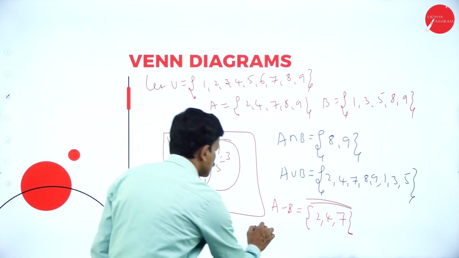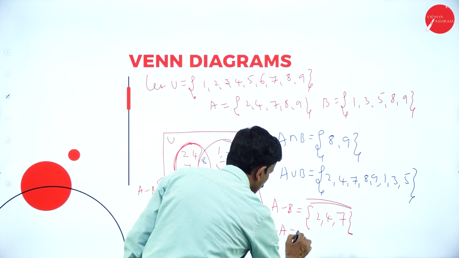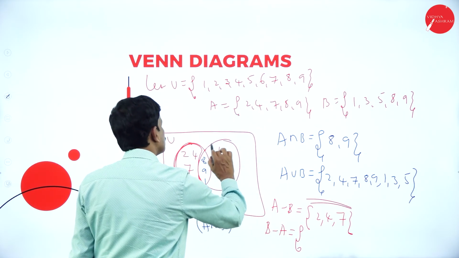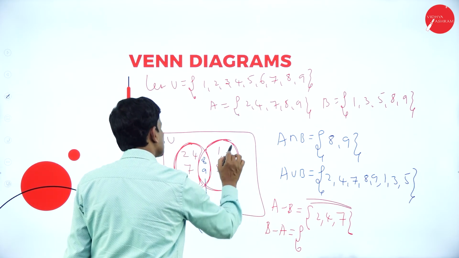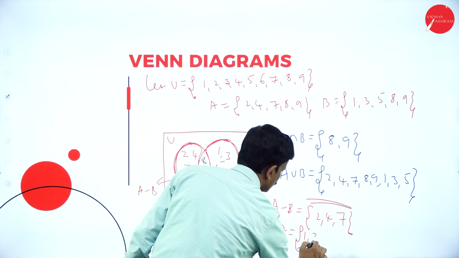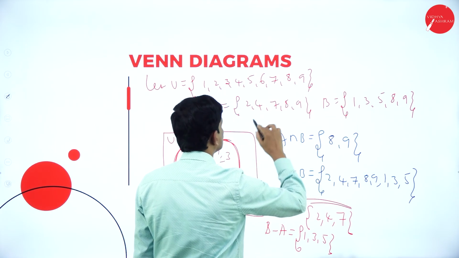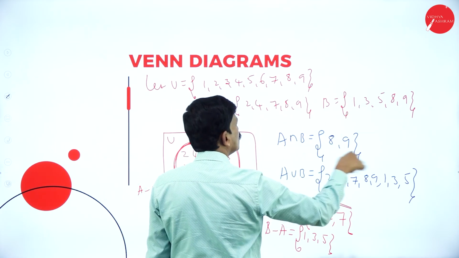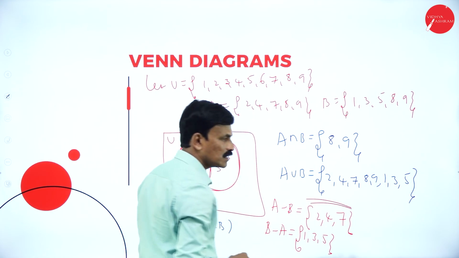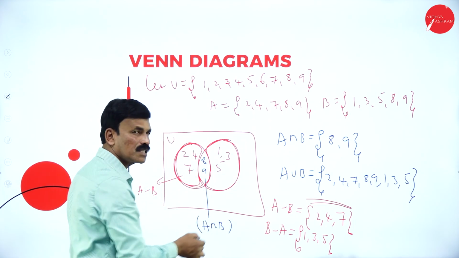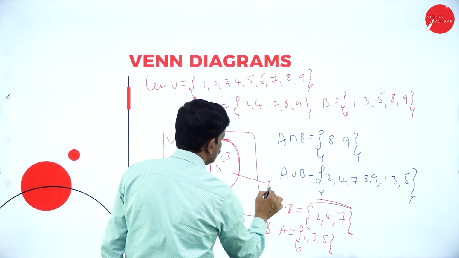Similarly, what is B minus A from this diagram? B minus A means all the elements which are in this part. So that is 1, 3, 5. That's all. See, what is B minus A from this? B contains 1, it is not in A. Again 3, then 5, while 8 and 9 are there in A. So this part will represent B minus A. This is called B minus A.